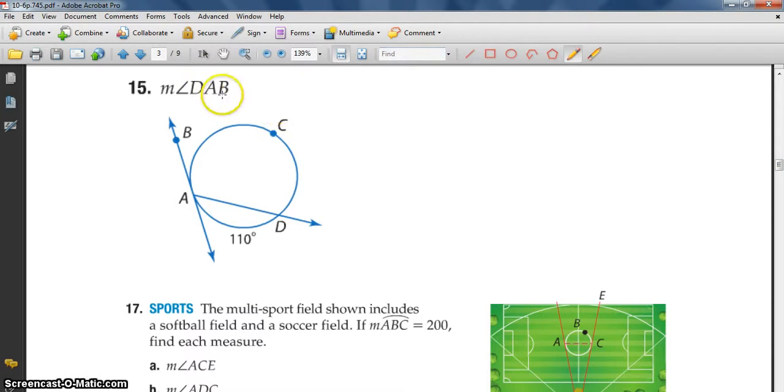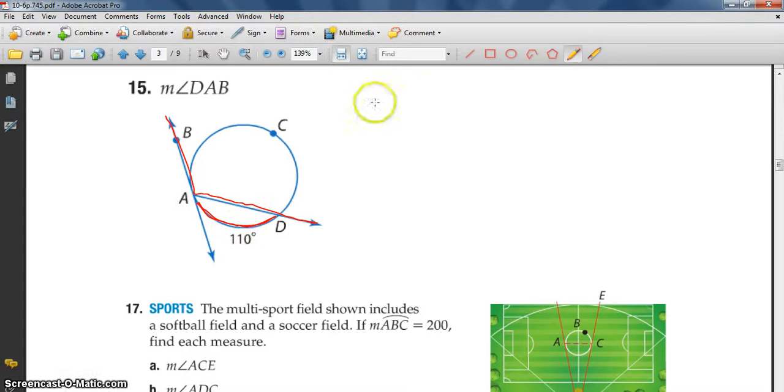On number 15, we have the same type of problem, only this time we want to find DAB, so we want to find this angle, but we're given the arc on this side. So you can go about this 2 different ways. You can either subtract this from 360 to get this arc, and then divide that by 2, or you can divide this by 2 to get this angle, and then find its supplement by subtracting from 180. So I'll just go ahead and do it the first way.